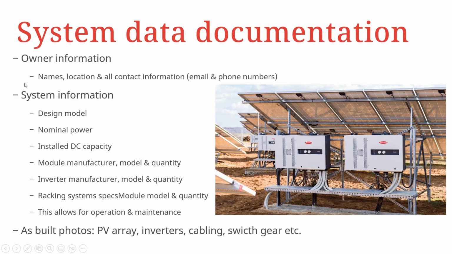For system data communication, you have the owner information: names, location, and contact information such as email and phone numbers. You also have the system information: design module, nominal power, your installed DC capacity, module manufacturer and module quantity, inverter manufacturer, model and quantity, and your racking system, so specs on modules, model and quantity. This allows for operation and maintenance. As-built photos, as an example, you'll have a photo of your PV array, the inverters, cabling, your switchgear, etc.